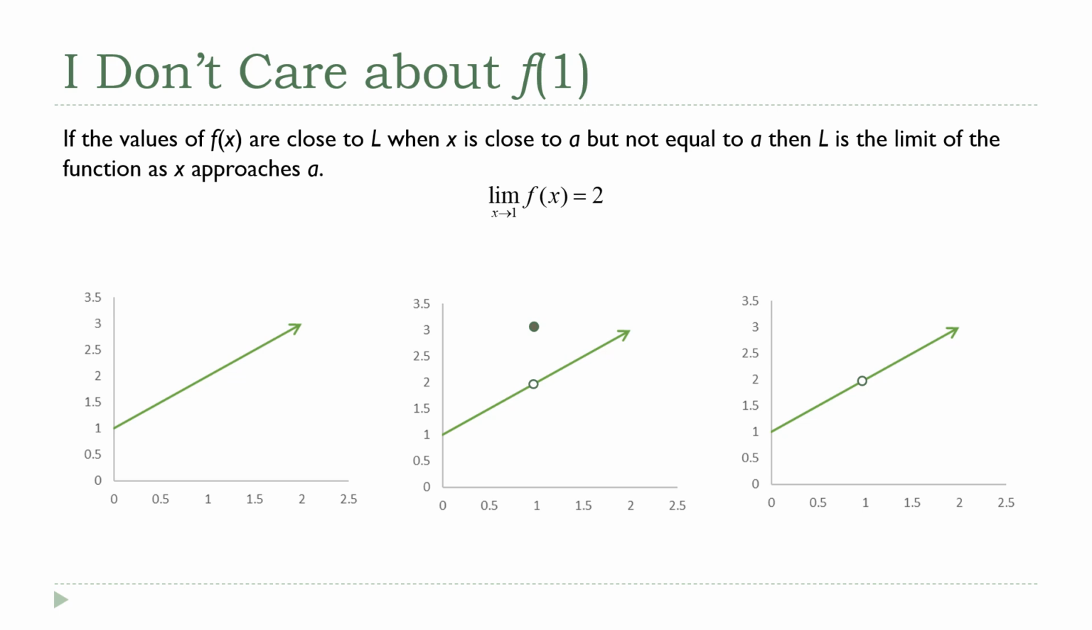I have three functions here, and for each one, the limit as x approaches 1 is 2. Now, the first thing I want you to notice is that one of them, the right-hand one, isn't even defined at x equals 1. And that's okay. That isn't a requirement for the limit to exist. The second thing I want you to notice is that the middle one is defined at 1, but the value of the function at that point isn't 2. That's also okay.